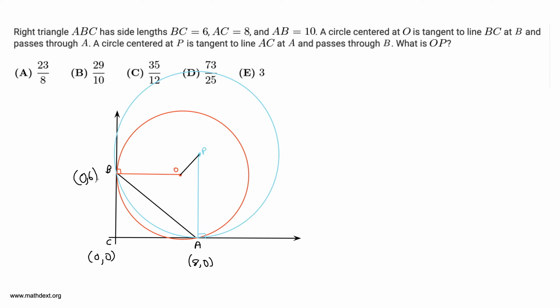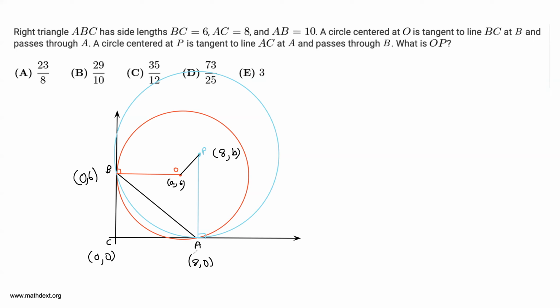So the first thing we notice is that the y coordinate of O is 6, because since the circle O is tangent to BC at point B, OB is actually perpendicular to BC, as you see. And since BC is the y-axis, OB must be completely horizontal. So we're going to say the coordinates of O are lowercase a, comma 6. And similarly, the coordinates of P are 8, lowercase b, because P and A would share the same x coordinate.